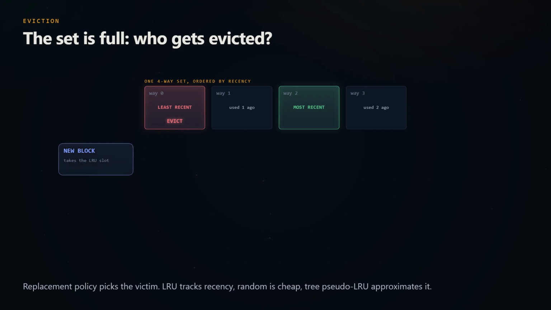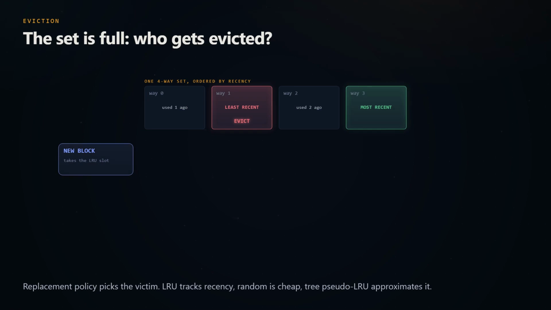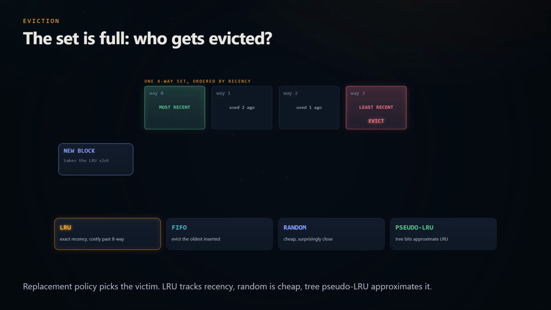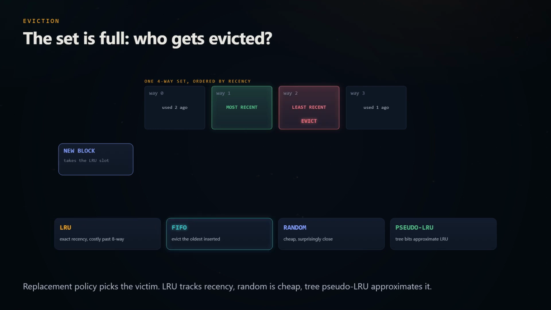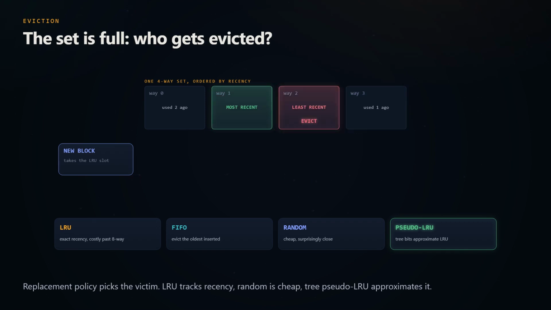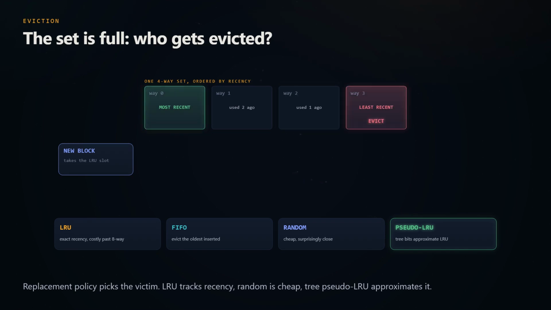When a set is full and a new block arrives, something has to be evicted, and that choice is the replacement policy. Least recently used evicts whatever you have not touched for the longest, which matches locality well, but gets expensive to track at high associativity. First in, first out just drops the oldest. Random is almost free and works surprisingly well, and a tree-based pseudo least recently used uses a few bits to approximate true recency cheaply, which is what real highly associative caches actually use.